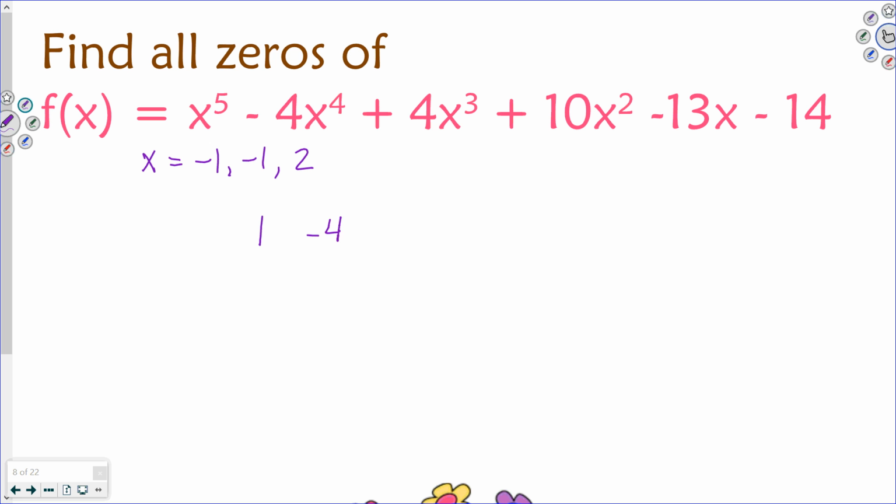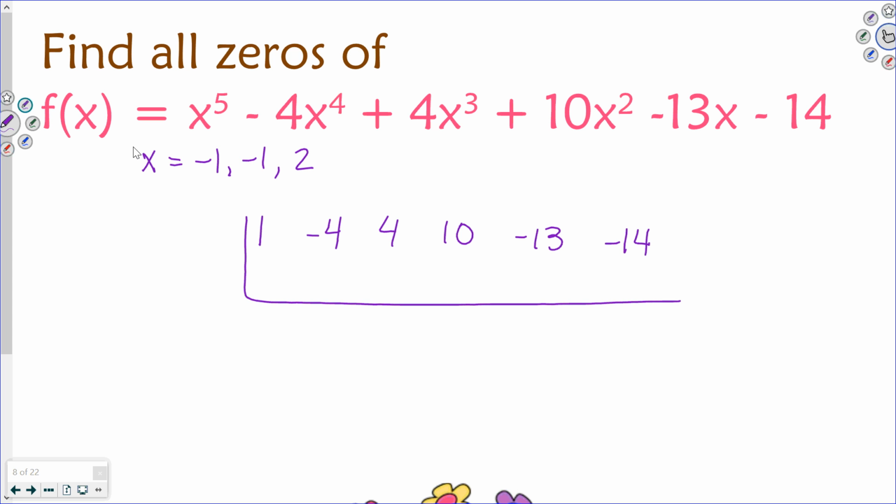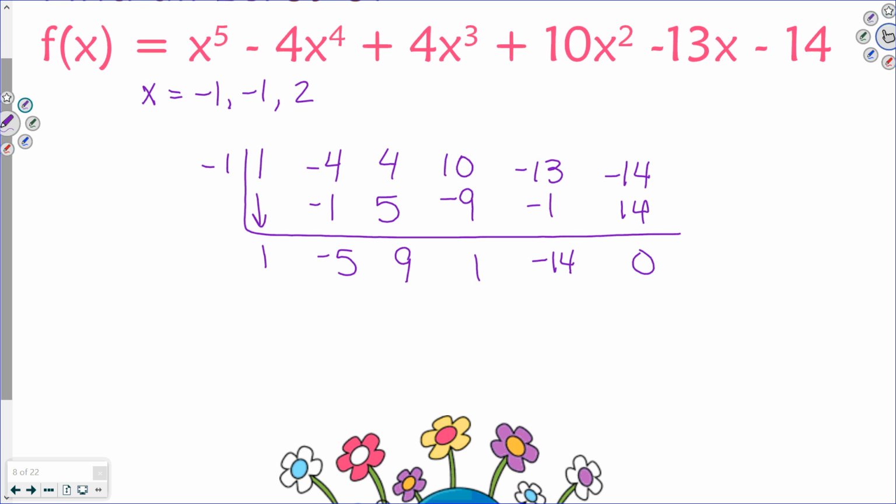So 1, -4, 4, 10, -13, -14. Again, if you're missing pieces, you'll have to put those zeros in. All right, I'm just going to go straight down my row. I'm going to start with -1. So synthetic: multiply, add, multiply, add, multiply, add, multiply, add, multiply, add. And you get excited because you get a 0 at the end, so you know it worked. I have to do synthetic again. Aren't you glad you're not doing long division with all of these? Synthetic is a beautiful thing.